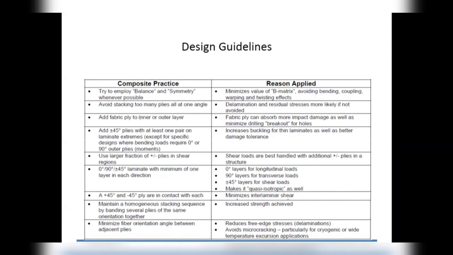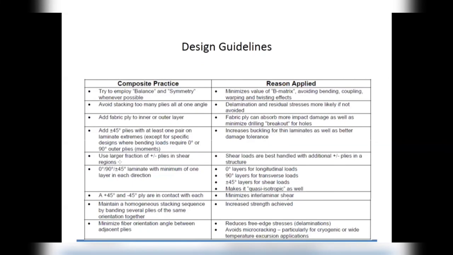Add fabric plies to the inner and outer layer. Why? Because it can help you with impact damage. Add plus minus 45 with at least one pair at the laminate extremes. Why? Because it increases the buckling resistance for thin laminates and also provides damage tolerance. Use large fractions of plus minus plies in shear regions.